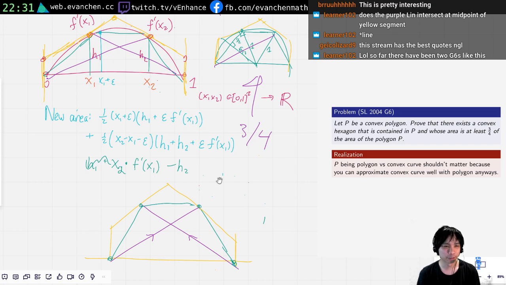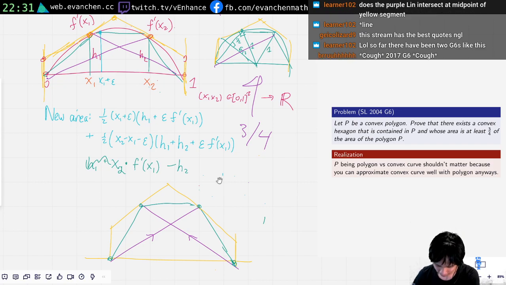2G6. Well, I think this one is much more humane than the 2017 G6. I think this diagram is also off. I think that purple line is not actually parallel. So I'm having a hard time telling what's going on. Let's try that again.